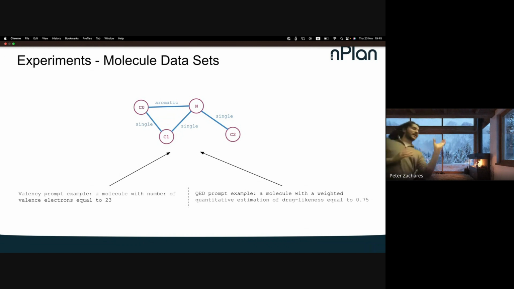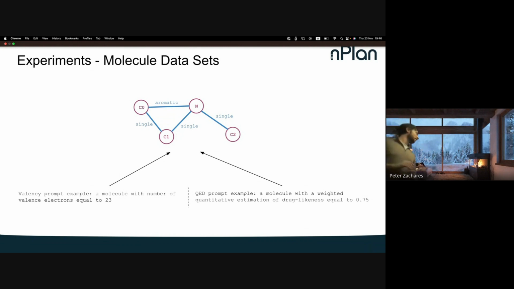For every single example in your data set, there's one graph that corresponds to it. But when you're conditioning on functional descriptions, for example, you say I want a molecule that has 23 valence electrons, then you actually have many, many molecules that could correspond to that. In that case, you need a completely different way of evaluating your methods, because you can't just ask whether this graph is the same as the one I have for this example.